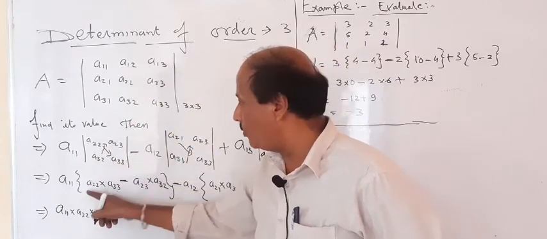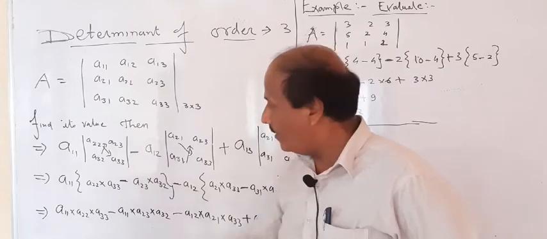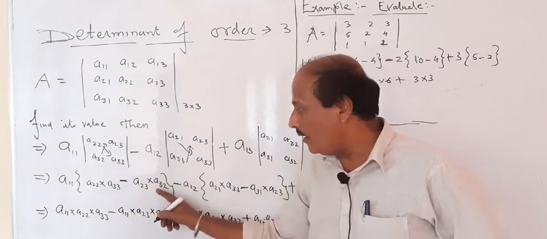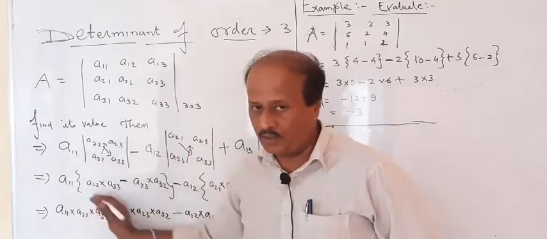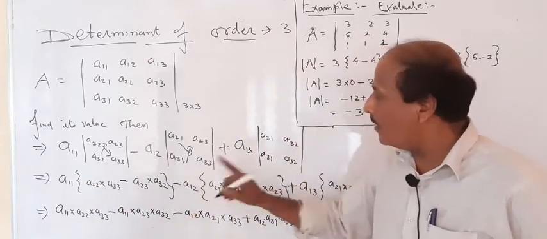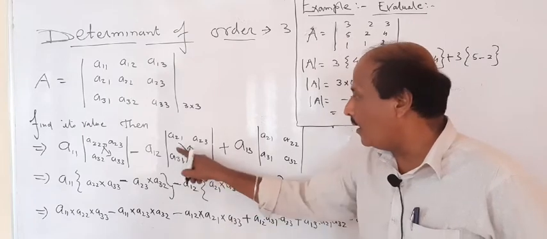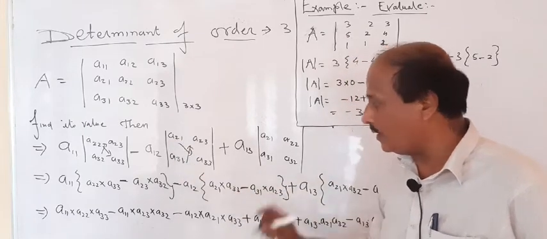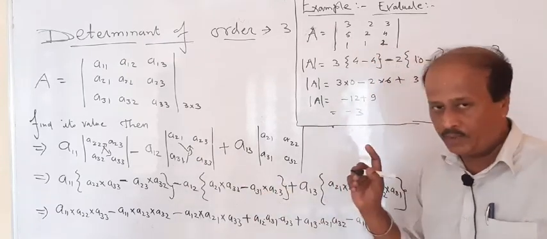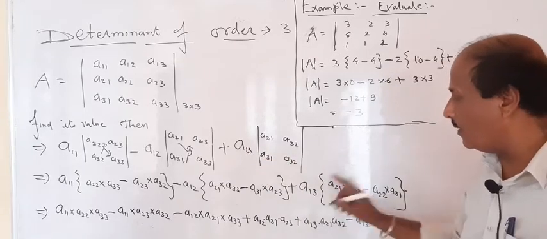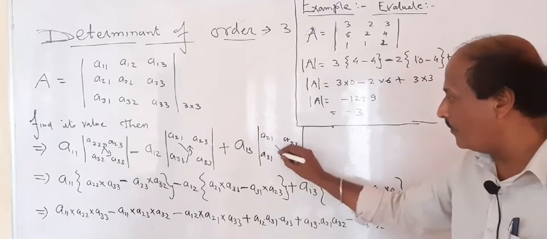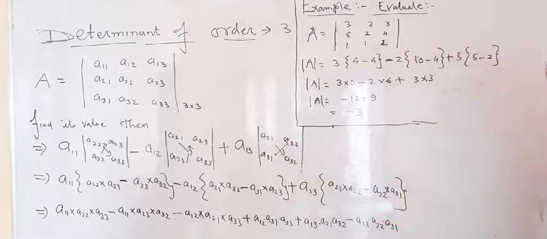Cross multiply. A22 will be multiplied with A33. And when you multiply from down, a minus sign will be there: A32 and A23. And don't touch this A11. Leave it outside the bracket. Similarly, minus A12 will be as it is. Again you cross multiply. A21 will be multiplied with A33, minus A31 and A23 multiplied together. Then keep A13 outside. Again you cross multiply A21 with A32, minus A31 into A22.